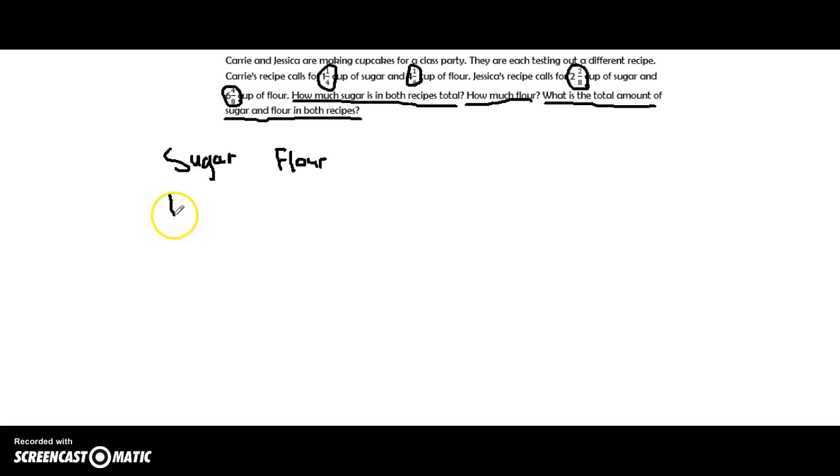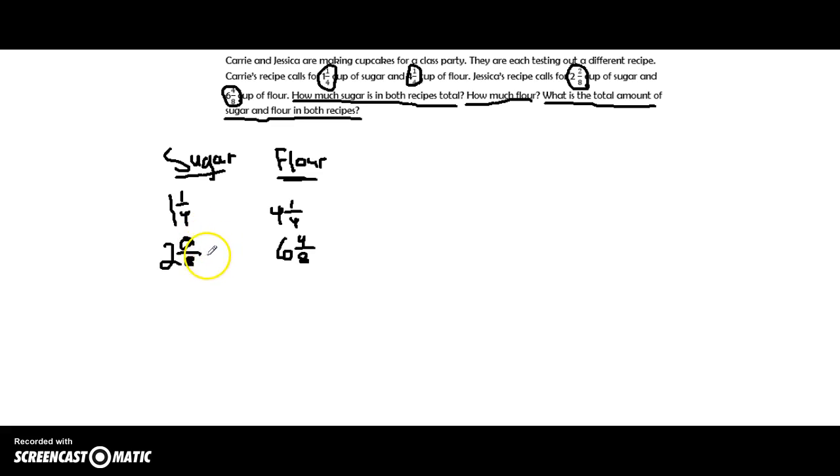So in Carrie's recipe, there's 1 1/4 cup of sugar, and just like this recipe, there's 2 2/8 cup of sugar. And flour, right here, in just Carrie's recipe, there's 4 1/4 cup of flour and 6 4/8 cup of flour.